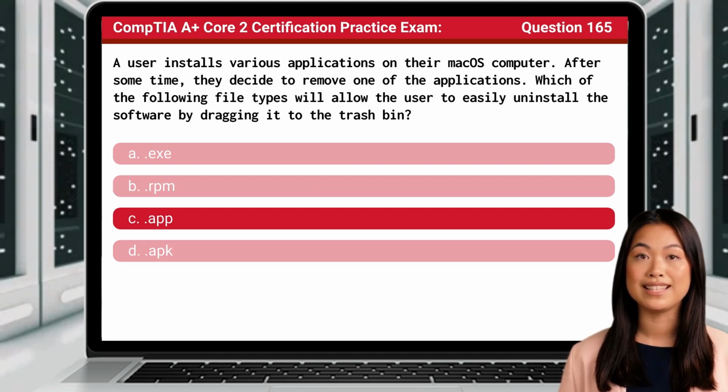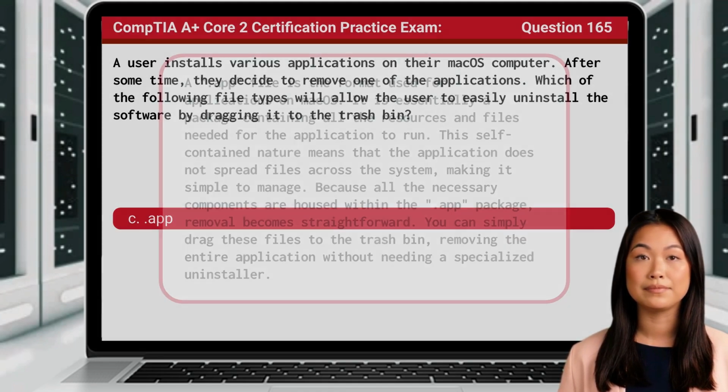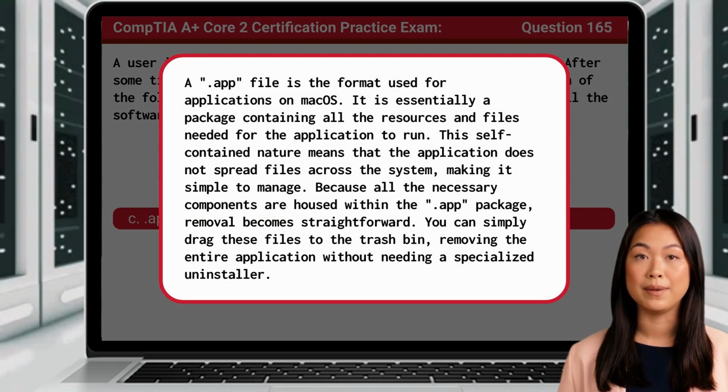The answer is C. .app. A .app file is the format used for applications on macOS. It is essentially a package containing all the resources and files needed for the application to run. This self-contained nature means that the application does not spread files across the system, making it simple to manage. Because all the necessary components are housed within the .app package, removal becomes straightforward. You can simply drag these files to the trash bin, removing the entire application without needing a specialized uninstaller.